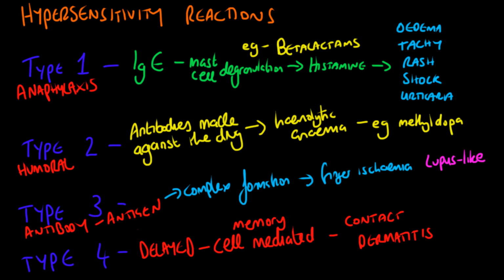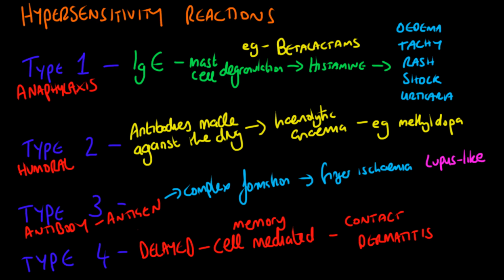Type 3 is an antibody-antigen complex forming problem, and what that means essentially is there is a complex formed in response to the drug that's been given, and therefore it can essentially disseminate throughout the body. Because those complexes are large, they can clump together and reduce capillary blood flow in certain areas. What this can actually cause, oddly, is finger ischemia or digital ischemia, and it gives you a lupus-like reaction. An example of this is hydralazine, which is a drug used to reduce blood pressure.